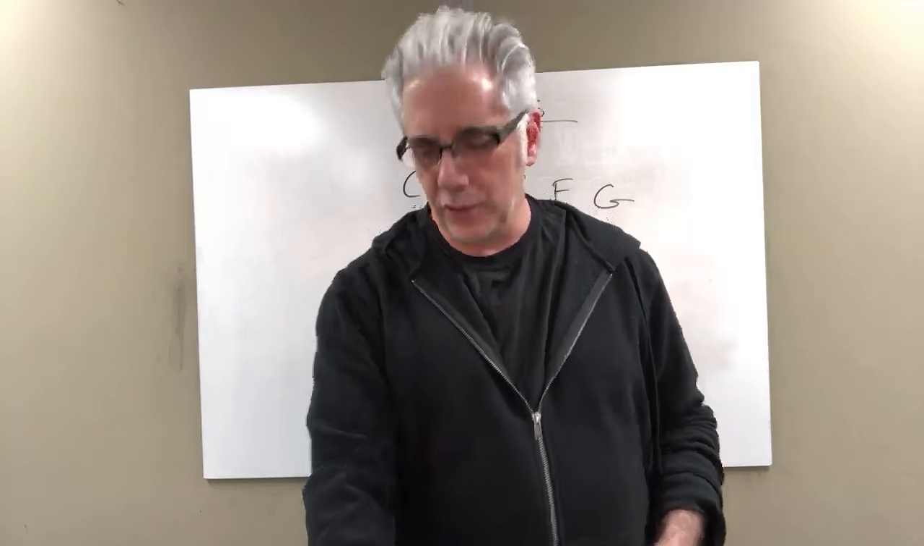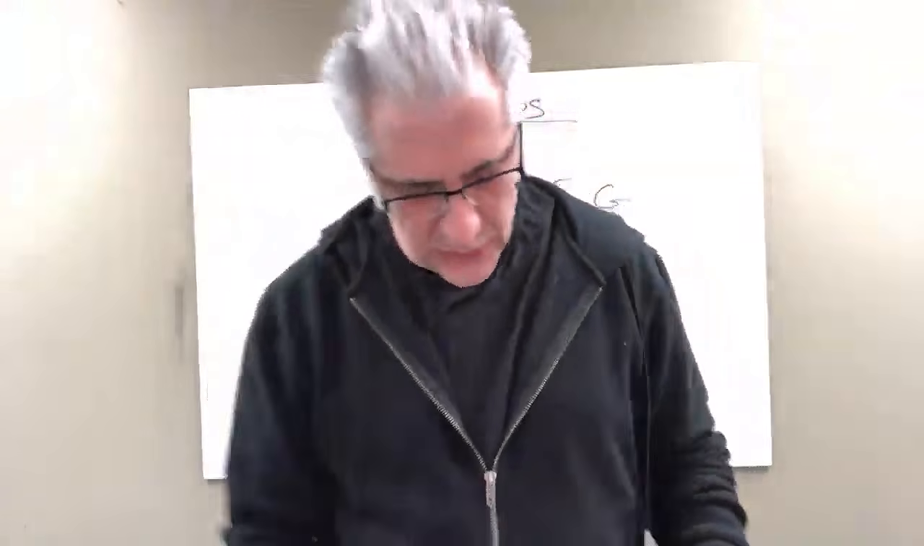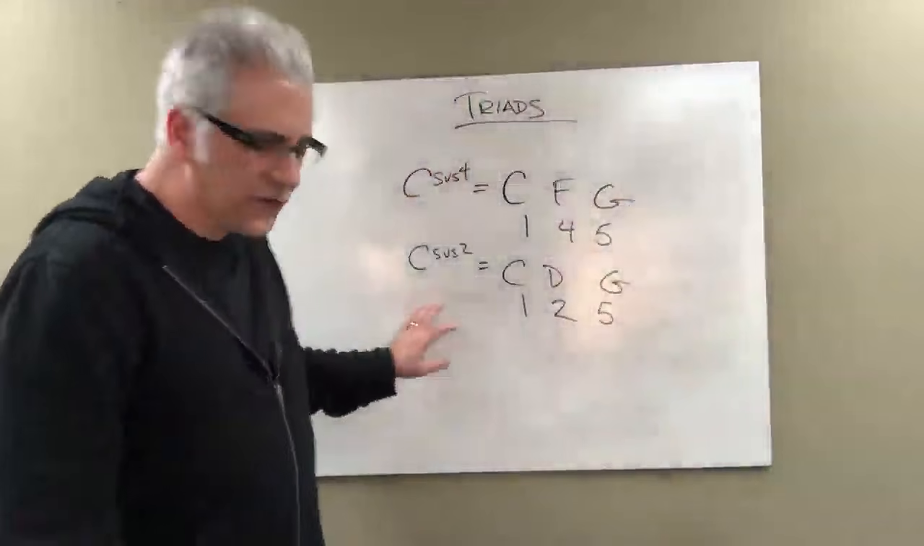So a C sus 2 is C, D, G. And these things work really nice, you know. You hear it a lot, you hear it all over the place. Sus 2 chords are really common. They sound really cool when you put a different note in the bass. Okay, so that's a C sus 2.